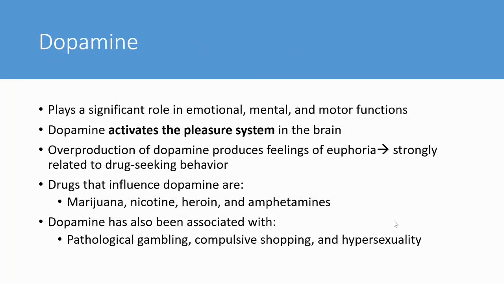Dopamine has a significant role in our emotional, mental, and motor functions. Dopamine activates the pleasure system of the brain. When you have an overproduction of dopamine, it produces feelings of euphoria, which is strongly related to drug-seeking behavior. Drugs that influence dopamine are marijuana, nicotine, heroin, and amphetamines. Dopamine has also been associated with pathological gambling, compulsive shopping, and hypersexuality.